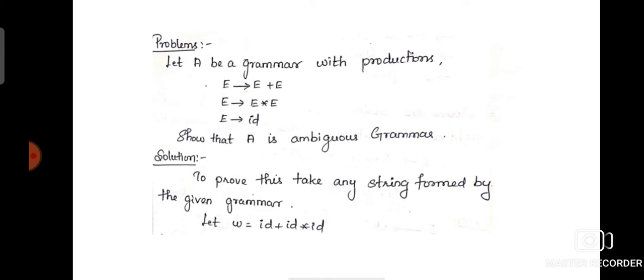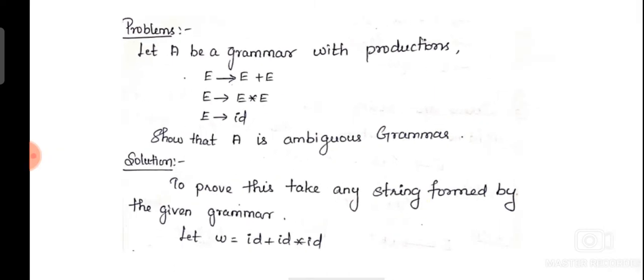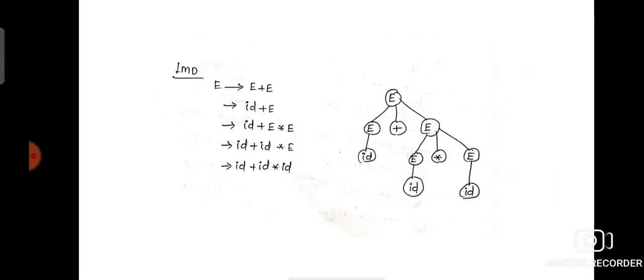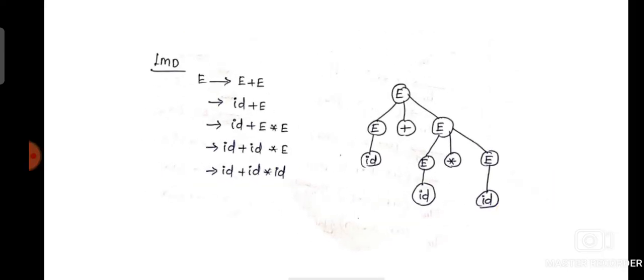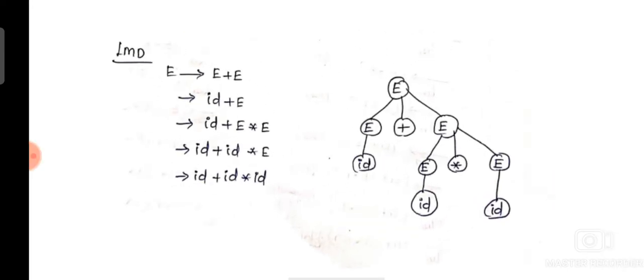We are having the grammar with production rules. First of all, we have to analyze whether the given grammar is ambiguous. We can take an example string w equal to id plus id plus id, and we have to do both leftmost derivation and rightmost derivation, and construct the parse trees for the corresponding derivations.